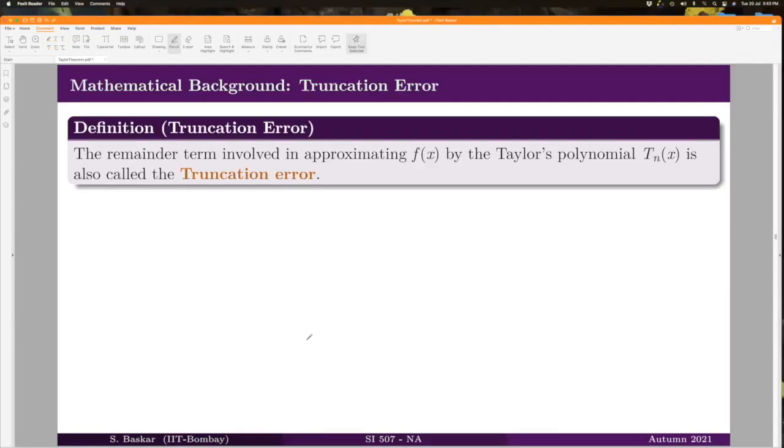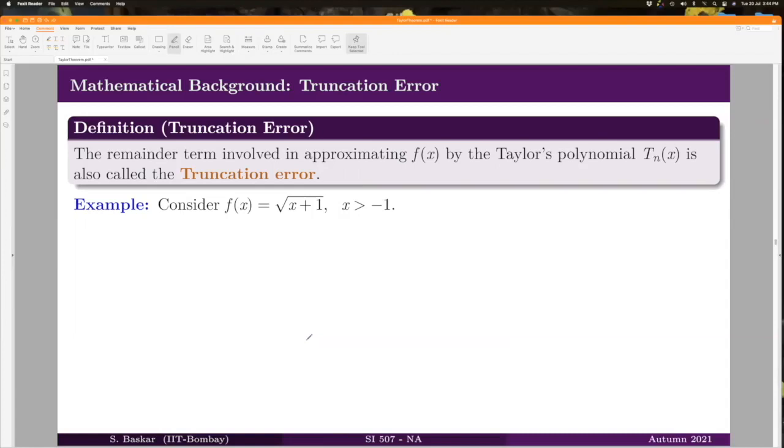Well, students, in the last class, we introduced the definition of truncation error. Recall that the remainder term involved in approximating the function f of x by the Taylor's polynomial Tn of x is called the truncation error. Let us give an example.